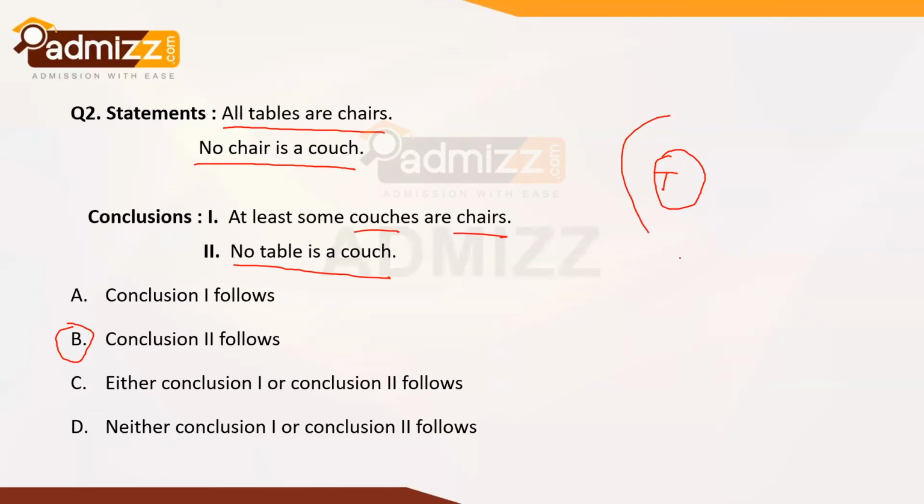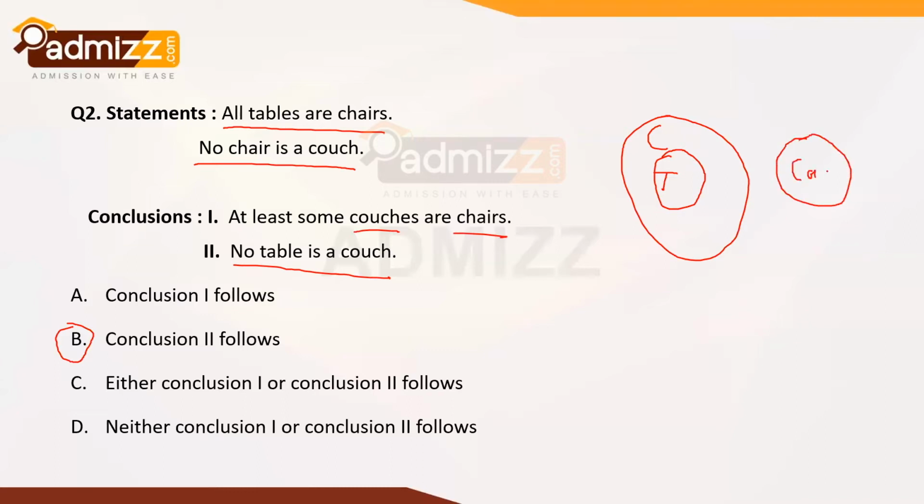And we've got a set of chairs, right? This is C, the outer one. What is given is that all tables are chairs, right? And we are also given that no chair is a couch, right? So what that implies is that couch and chair do not overlap. They are sort of disjoint.